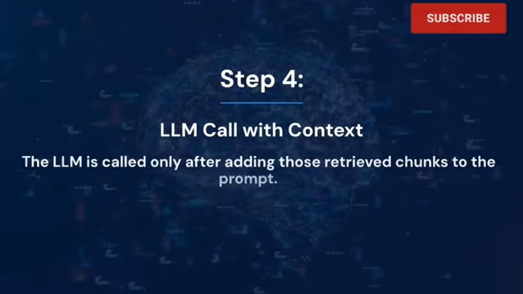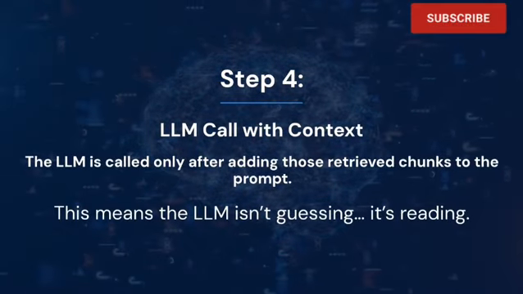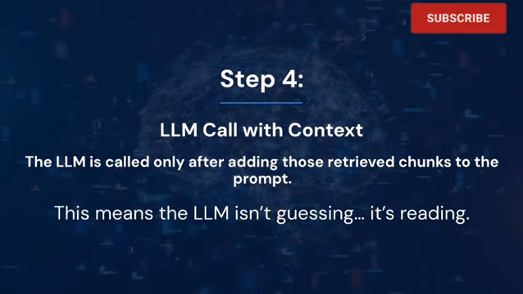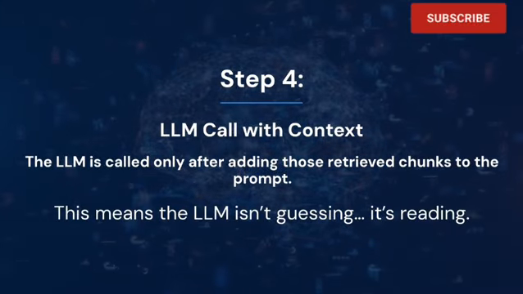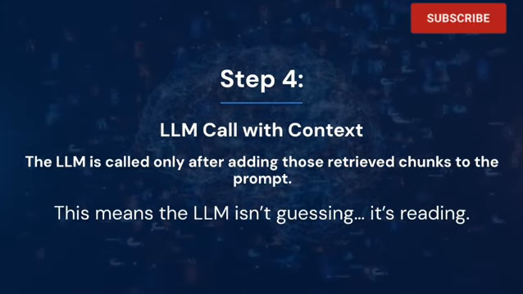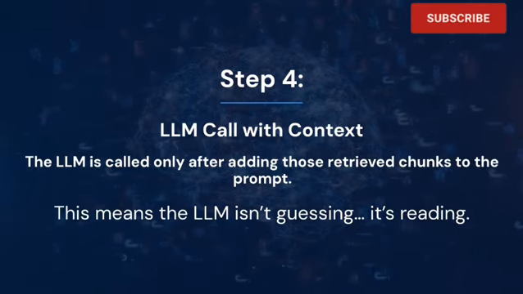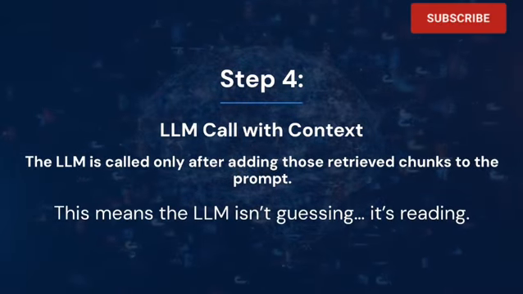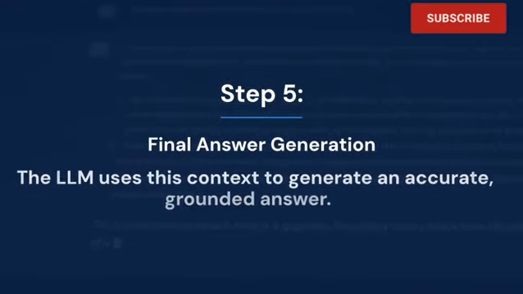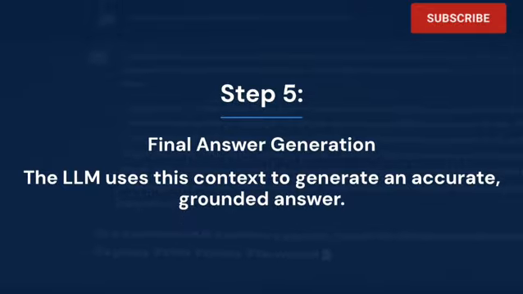Step 4. LLM call with context. Now here's the magic. The LLM is called only after adding those retrieved chunks to the prompt. This means the LLM isn't guessing, it's reading. Step 5. Final answer generation. The LLM uses this context to generate an accurate, grounded answer.